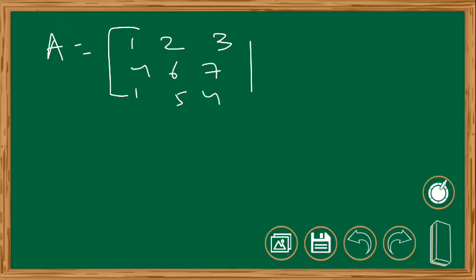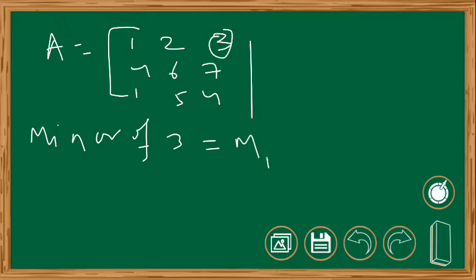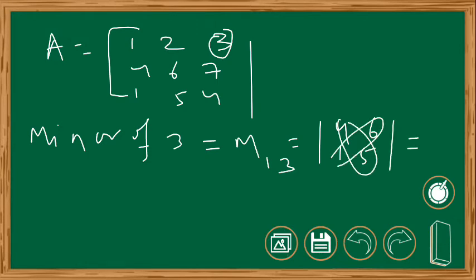With this discussion, let me take the final example. The example goes like this. Suppose I have 1 2 3, 4 6 7 and 1 5 4. Then I ask you to find the minor of the element 4. Sorry, there are two 4s, so let me take the minor of the element 3. That will be called M13, the first row and third column. Then you remove 3. What is left here is 4 6 1 and 5. This is 4 into 5, which is 20, minus 1 into 6, which is 6. So 20 minus 6 is equal to 14.